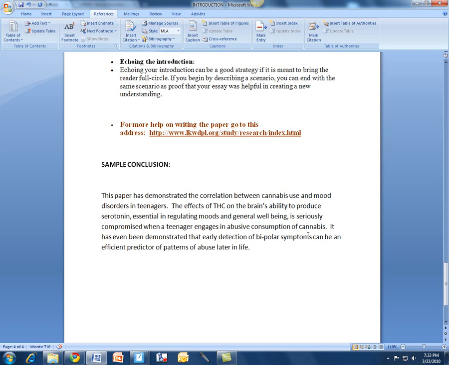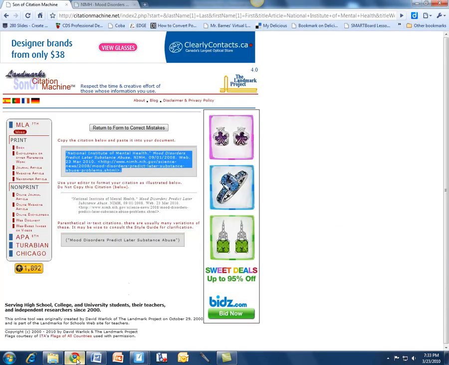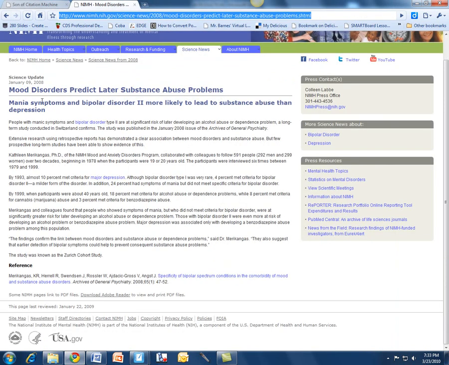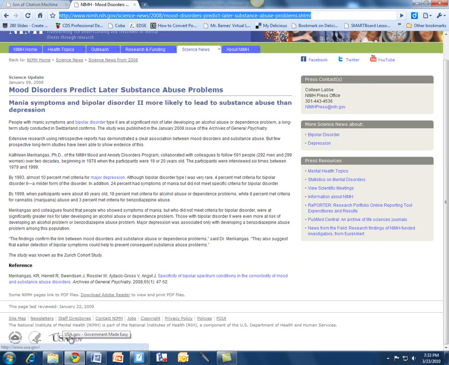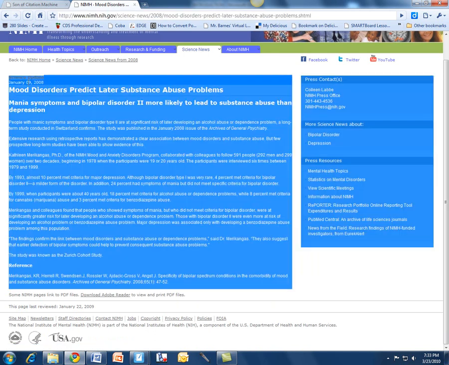So it kind of works both ways. And so this is where I got this little piece of information. This is where I got that. I got it on this site, which is a great site for my psych students, the National Institute of Mental Health. And this is a government publication. And I have a date here for when it was published.